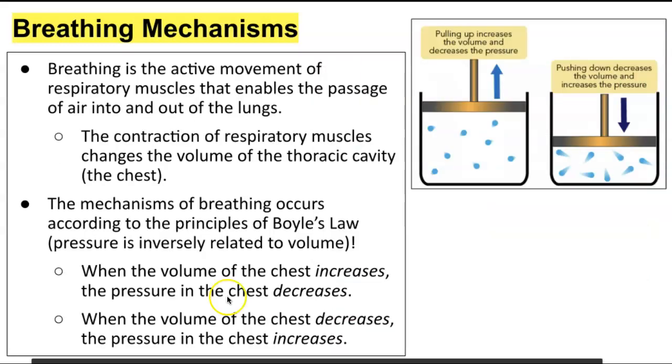So if we go back and look at here, when the volume of the chest increases, the pressure in the chest decreases. So when the volume of your chest increases, that's when you breathe in. You're creating more space in your chest, and when you do that, the pressure in your chest goes down because there's more space. And when the pressure in your chest goes down, it's below the atmospheric pressure. So the air in the atmosphere enters your lungs because it's going from an area of high pressure, which is in the atmosphere, into your lungs, which is an area of low pressure.